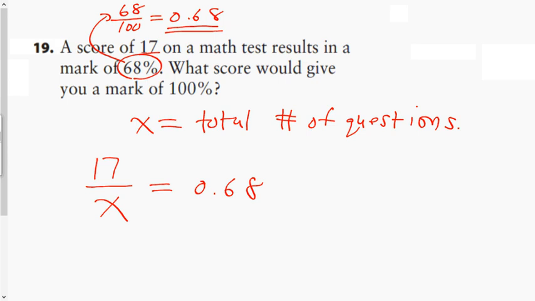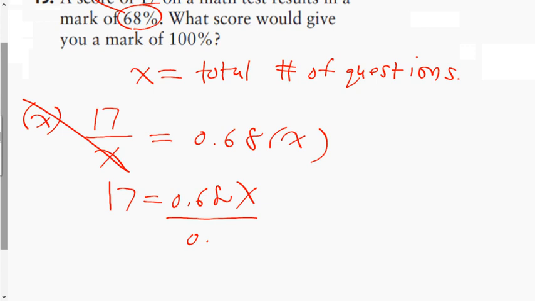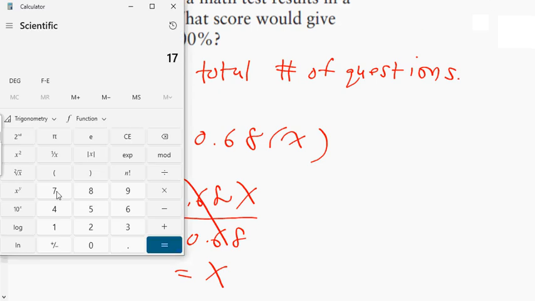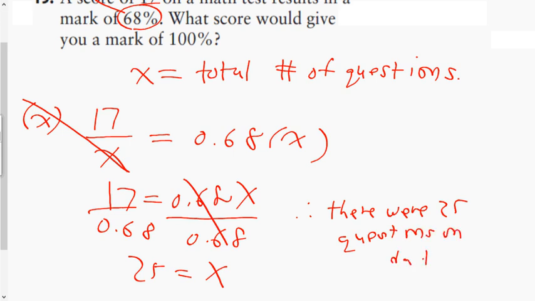Now that you have that, we can use our newfound ninja skills of algebra. Take this, then divide both sides by the coefficient, and x will equal 17 divided by 68%, 25. So therefore, there were 25 questions on the test. Perfect.